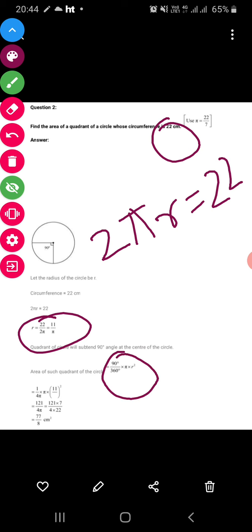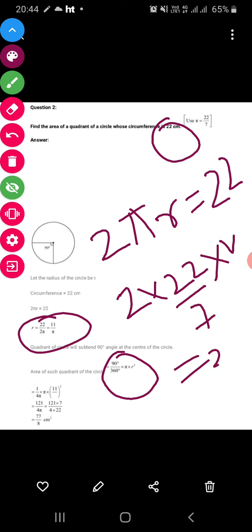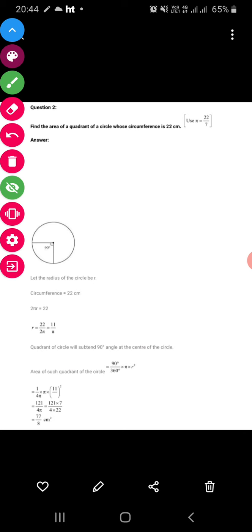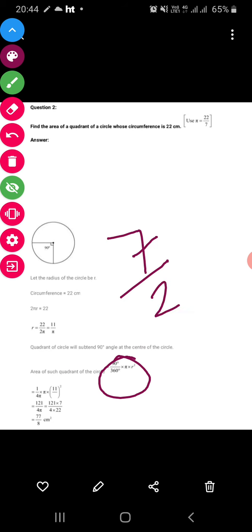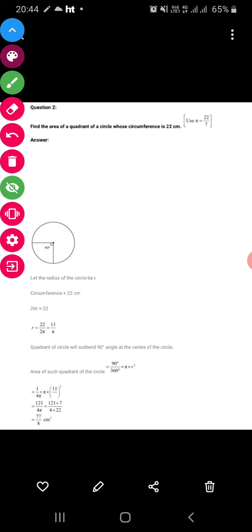You can put the value of pi here. They have not put the value of pi, but we can put it also. 22 upon 7 into r is equal to 22. Then you will solve it, you will get the value of r as 7 upon 2. Now we have to get the area of the quadrant. So theta 90 upon 360 pi r square, value of r is 7 upon 2. After solving this, you will get it easily. They have not put the value, so it was looking very difficult. You solve it in my way.